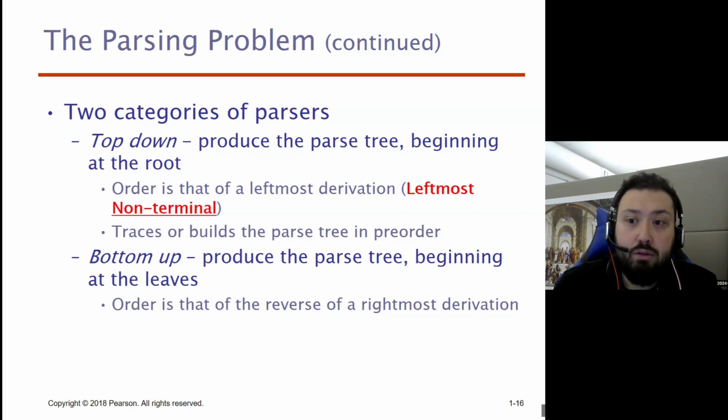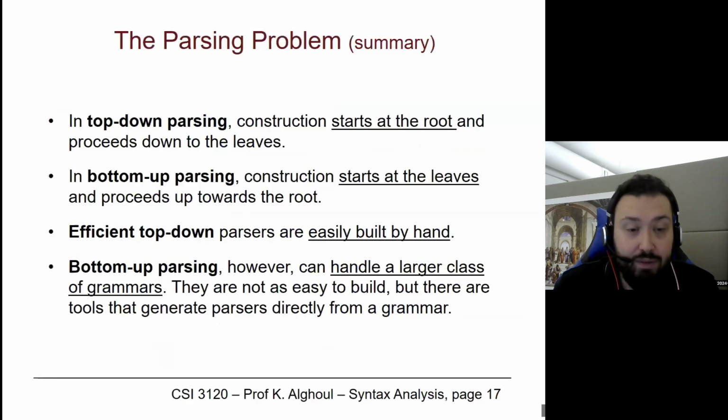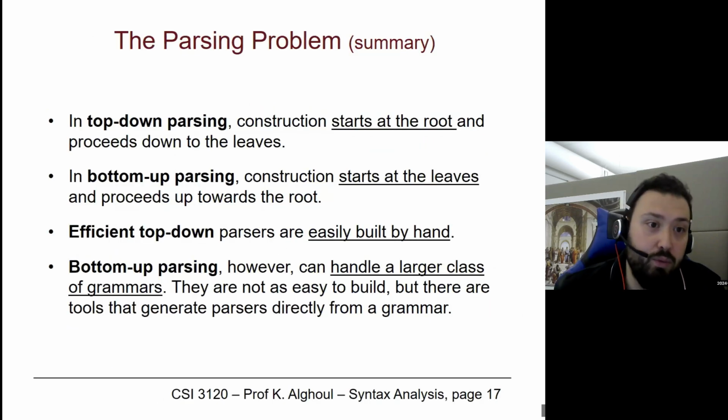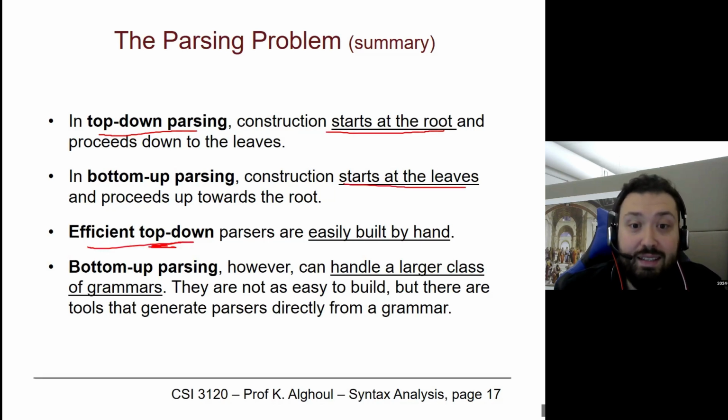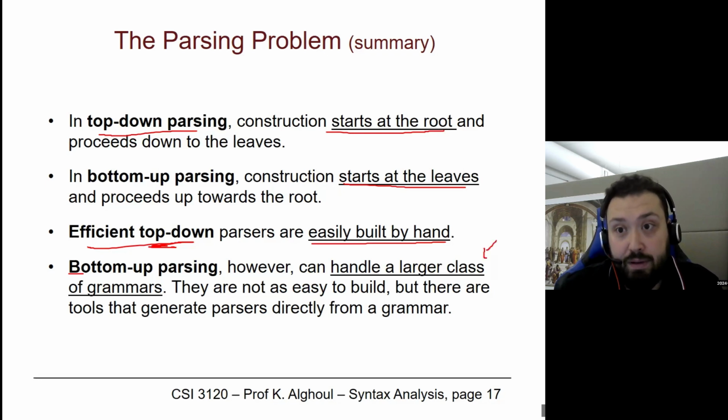Useful parsers look only one token ahead, as we said. Now, this is a summary of the parsing problem. We said in top-down parsing, the construction starts from the root, of course, and in bottom-up, it starts at the leaves. Efficient top-down parsers are easily built by hand. Bottom-up parsers are more complex to build, but they are able to handle a larger class of grammars.